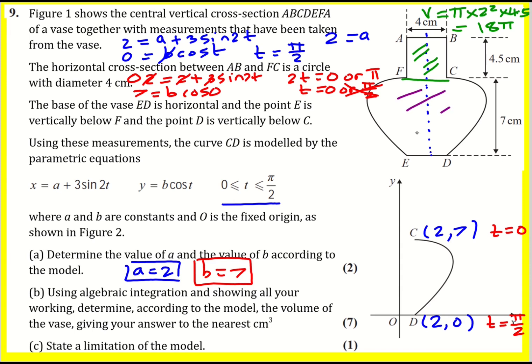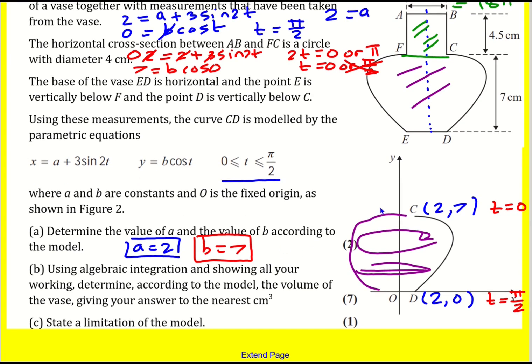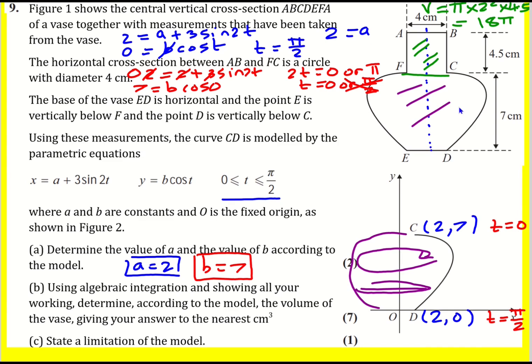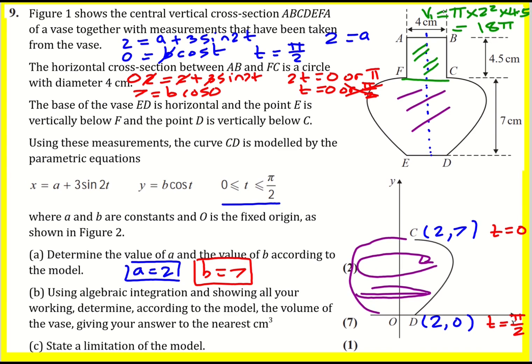Now it's for this bit here. So we're going to take this curve at the bottom and rotate it around the axis, creating these little cylinders, which we're then going to sum up. So I'll call that, maybe I should call that V1. And this is going to be V2.